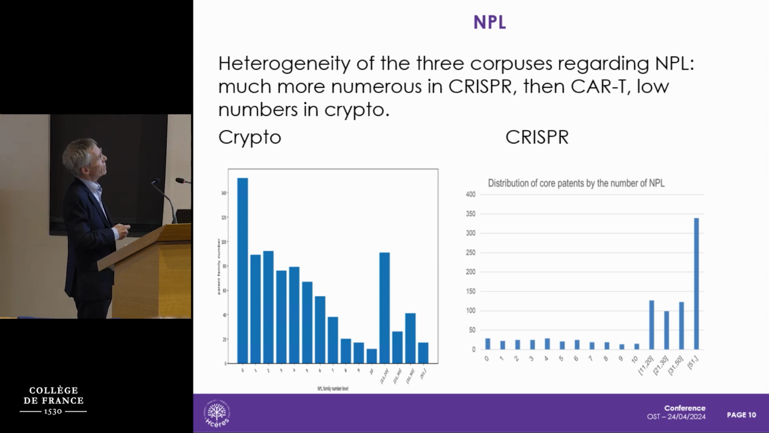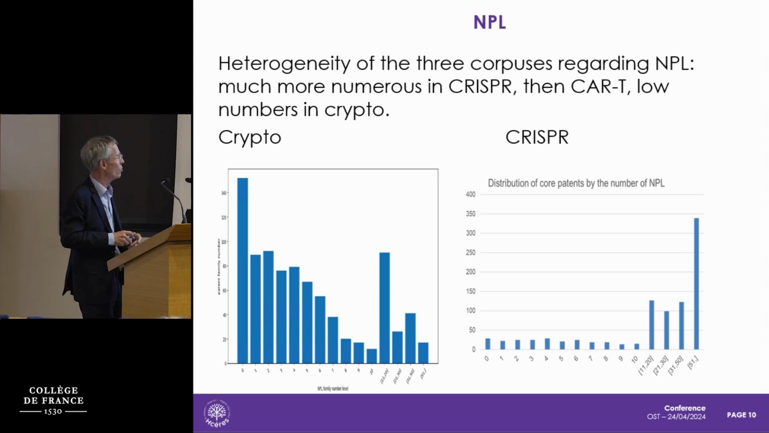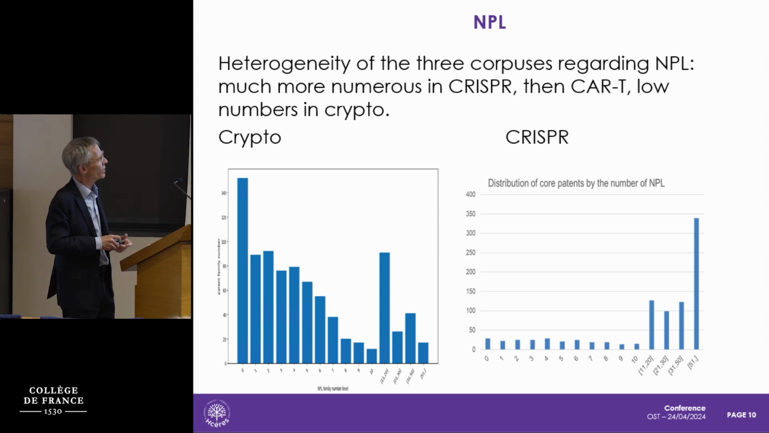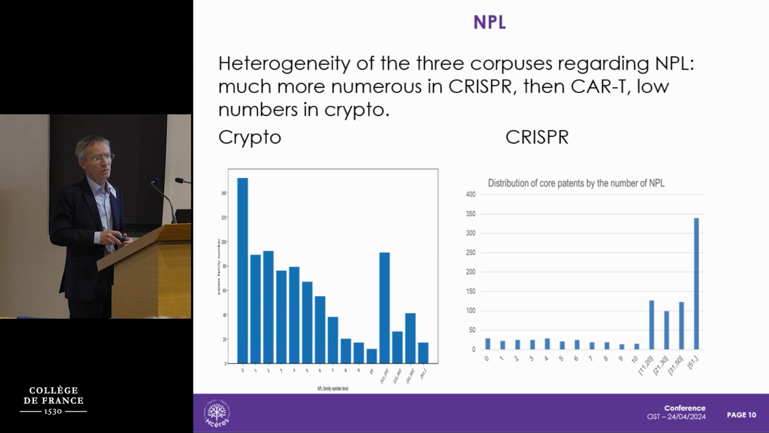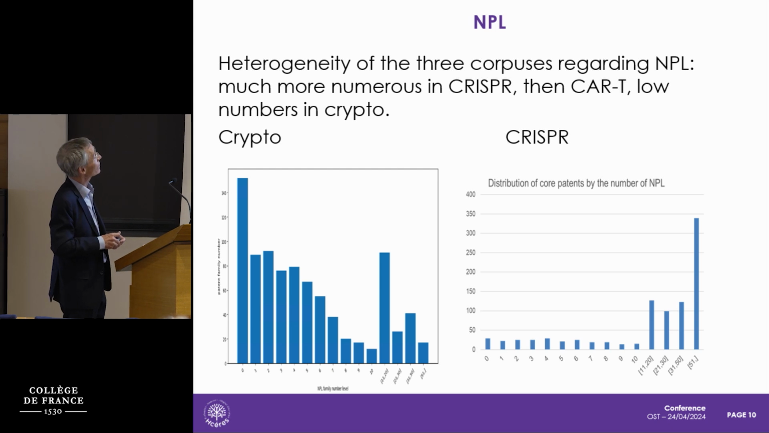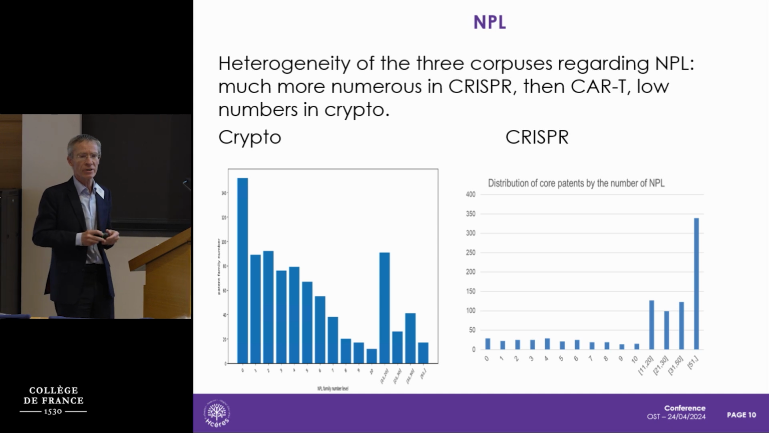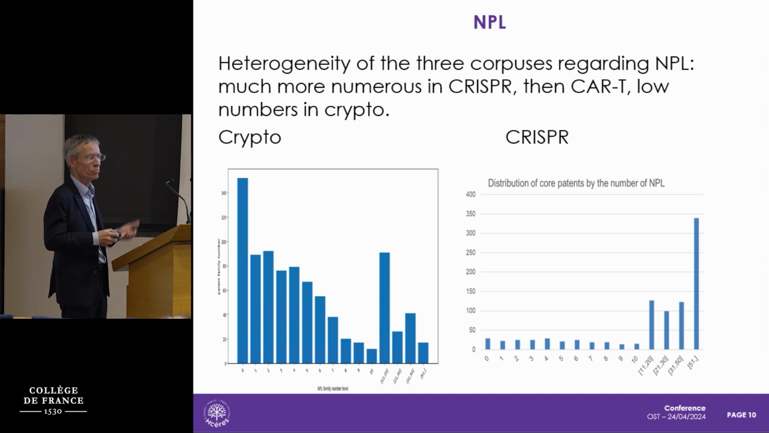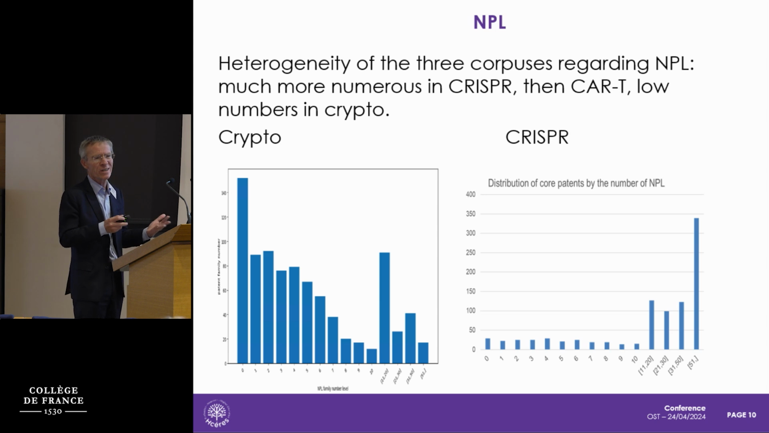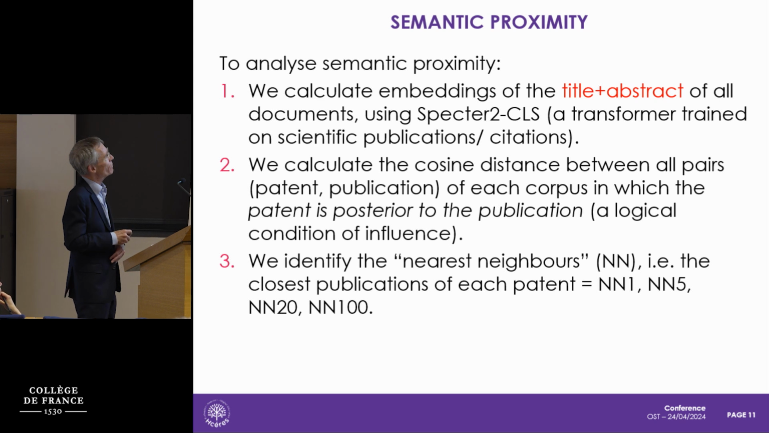To show you the NPL, there is a high variability across domains. Comparing crypto, you see that the average number of NPL citations in crypto patents may be around 6 or 7. If you go to CRISPR, it's around 50. So already CRISPR might be closer to science than quantum cryptography in certain ways. That could be argued. But still, you see there is really a disproportion across fields that already points to something going on that is not necessarily only the closeness to science or semantic proximity.